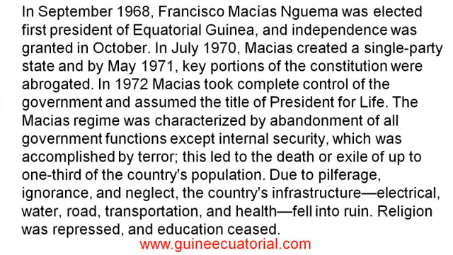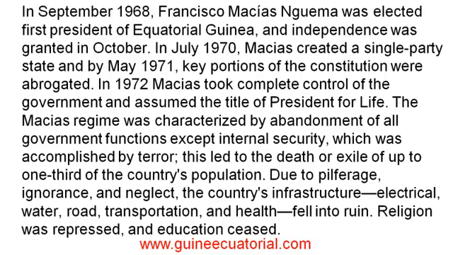In September 1968, Francisco Macias Nguema was elected first president of Equatorial Guinea, and independence was granted in October. In July 1970, Macias created a single-party state, and by May 1971, key portions of the constitution were abrogated. In 1972, Macias took complete control of the government and assumed the title of president for life.